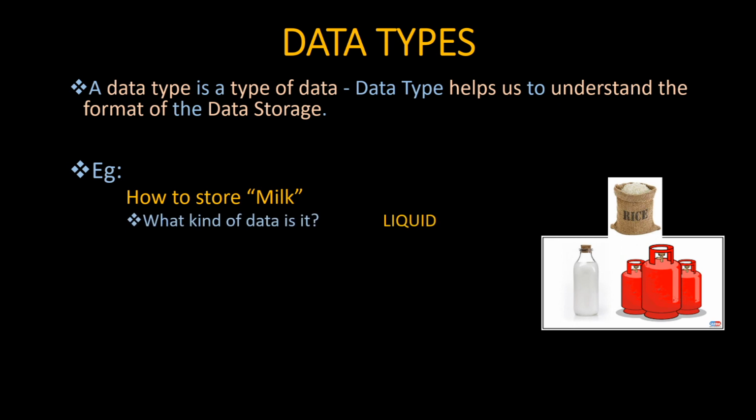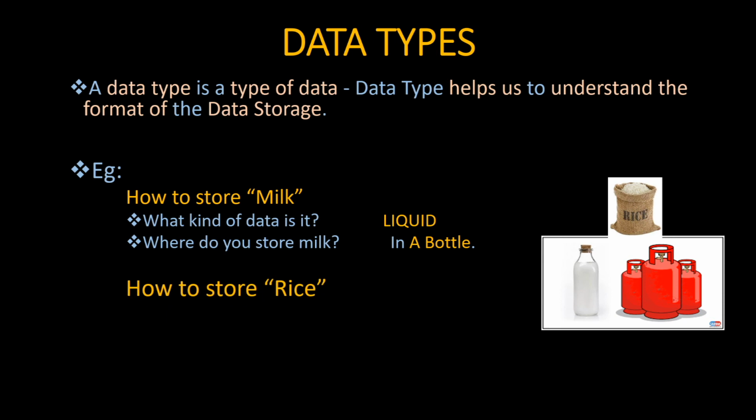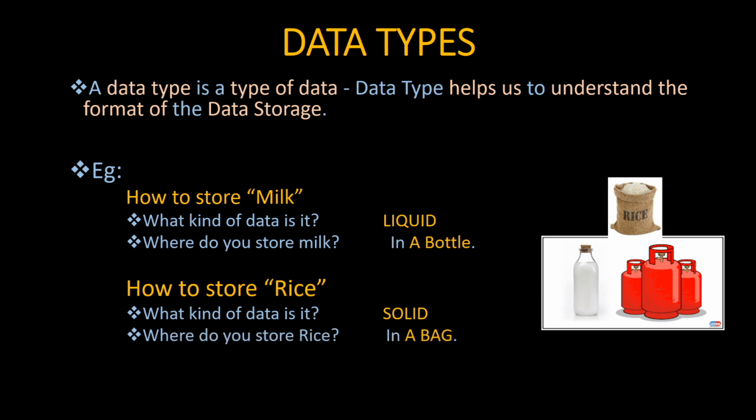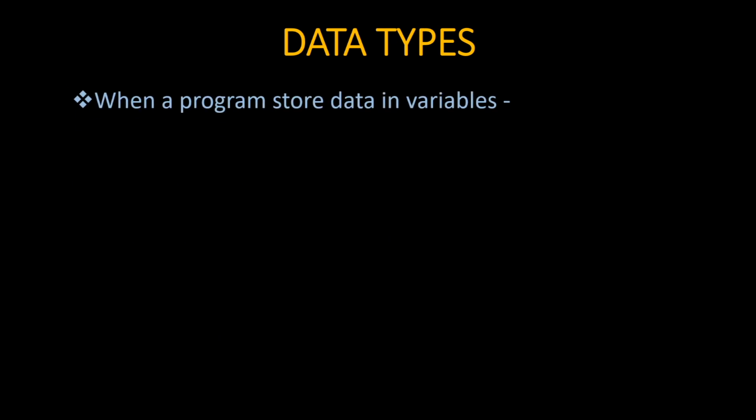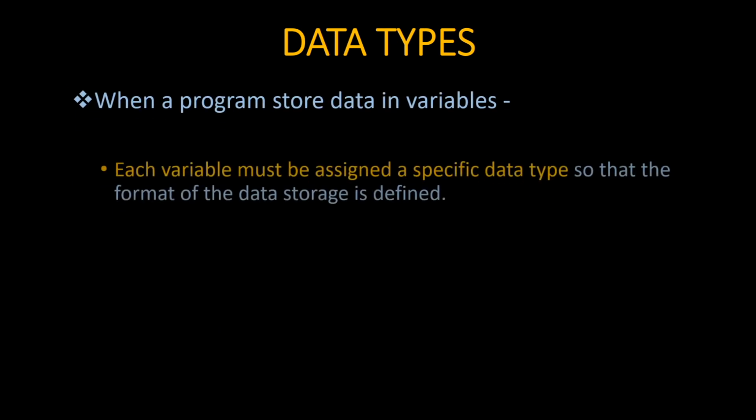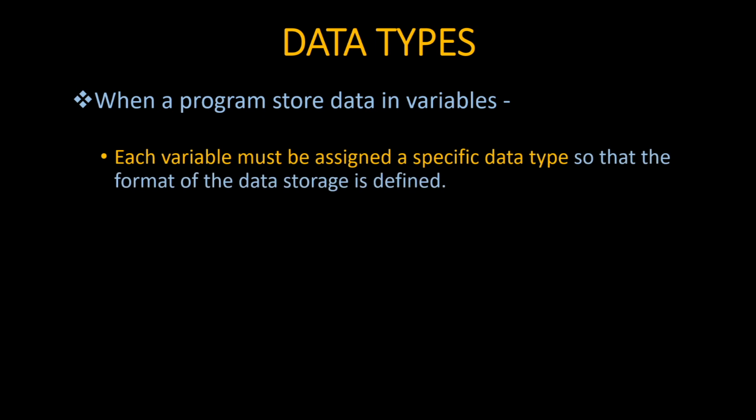So our first thing is what kind of data it is. It's a liquid, right? And where do you store milk? In a bottle, right? And our next example is how to store rice. So first thing is what kind of data it is. It's a solid. And where do you store rice? In a bag, right? So when a program stores data in variables, each variable must be assigned a specific data type so that the format of data storage is defined.